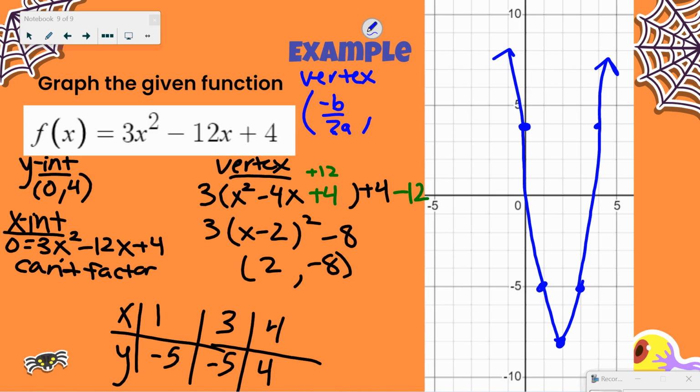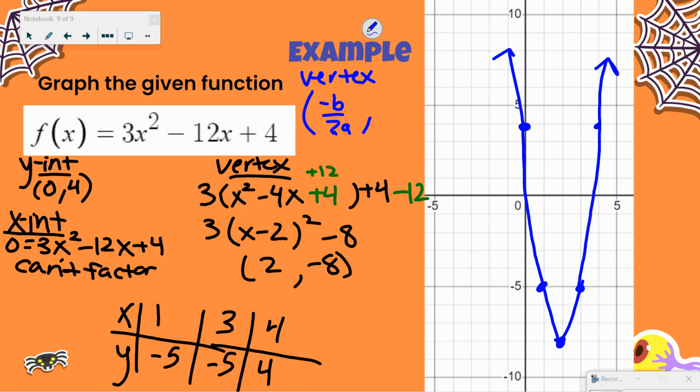And anytime I know an x value, how do I find the corresponding y? Our basics, right? You put the number you know in for x. So instead of x, what am I going to replace it with? 2. So if you replaced x with 2, you'd have gotten 3 times 4, so 12, minus 12 times 2, which is minus 24, plus 4. That would have given you an output of negative 8.